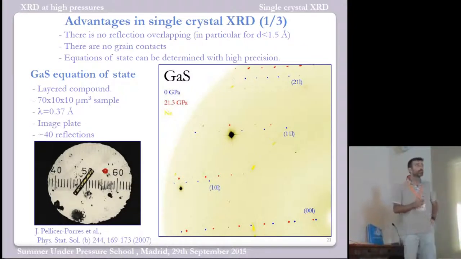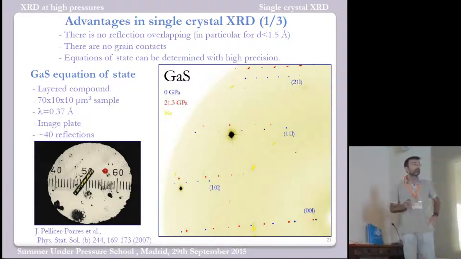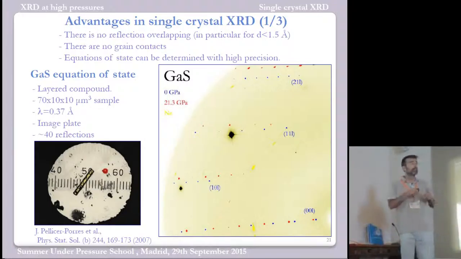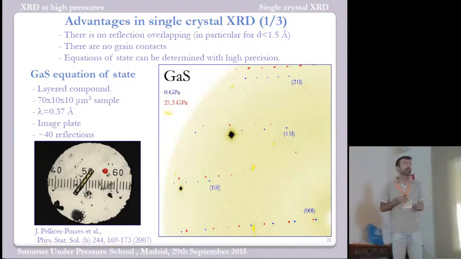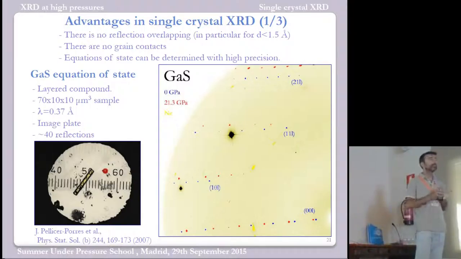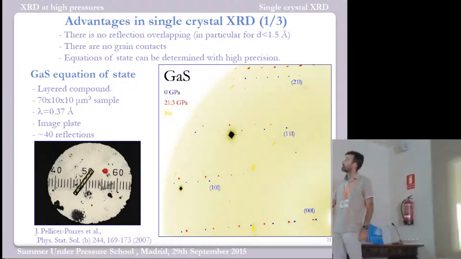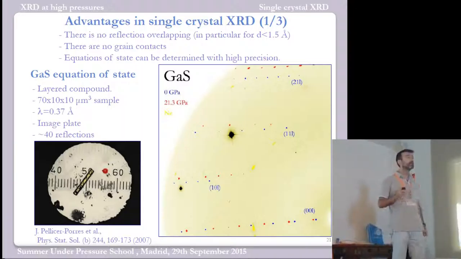Anyway, it has lots of advantages. And the first one is that there is no reflection overlapping, because the reflections are in well-defined directions. They don't constitute rings as in powder diffraction, which easily overlap. Also, there are no grain contacts, so the measurements can be made quasi-hydrostatic. So these are the ideal conditions to carry out experiments about the equation of state. And I have brought here an example of a layer compound, gallium sulfide.